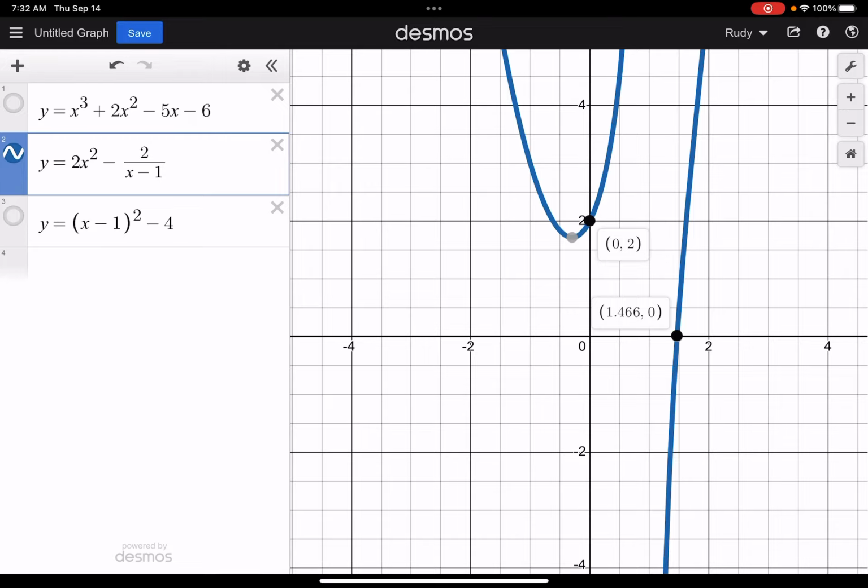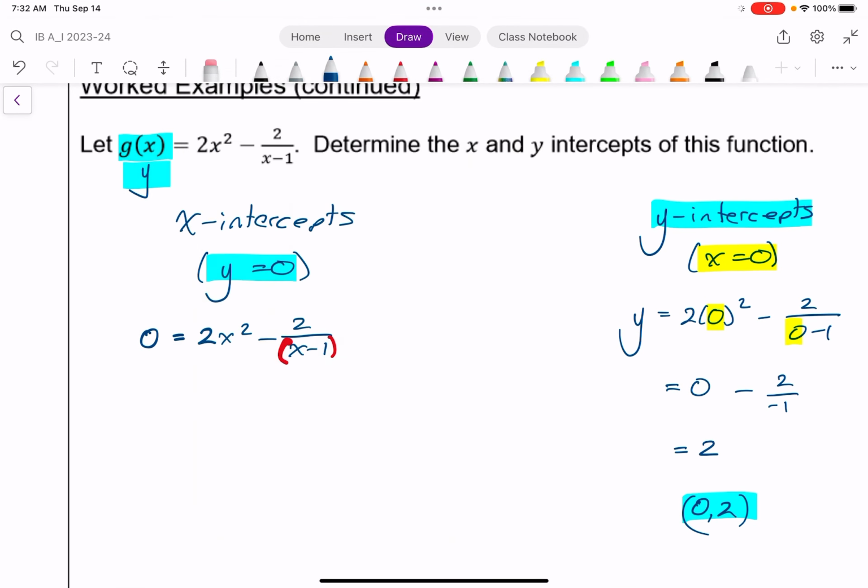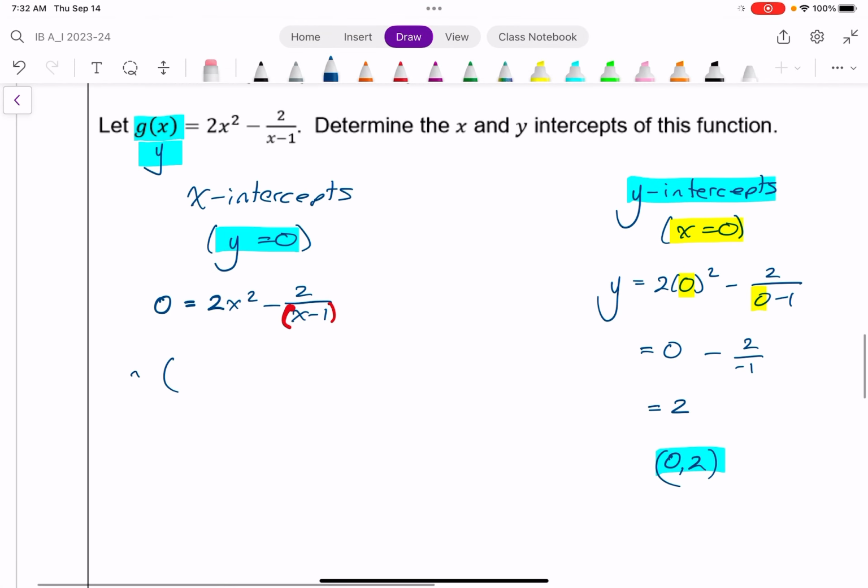It's at approximately 1.466. So I'll say it's at approximately 1.466, comma 0. And there's my y-intercept. Sorry, x-intercept.